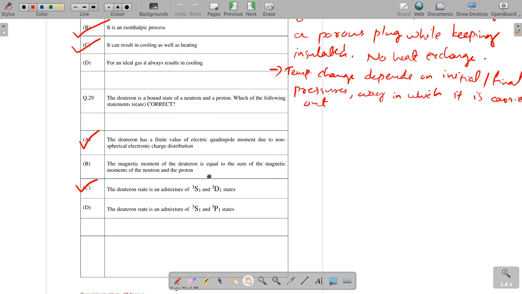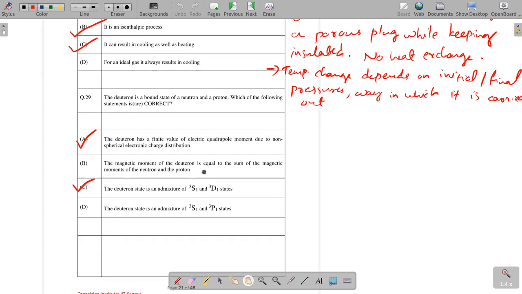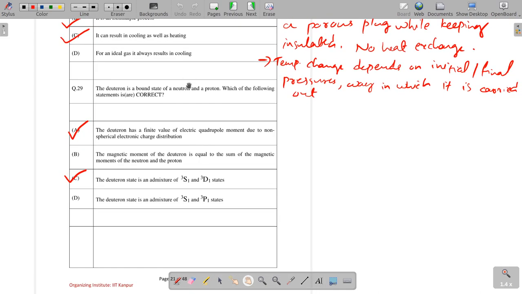Okay, next question. This kind of question I'm not actually confident about, but I am just marking the right answers. The Deuteron is a bound state. The following sequence. Just read through these options.